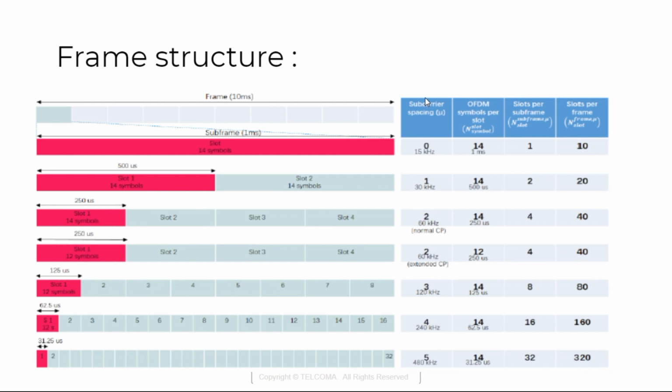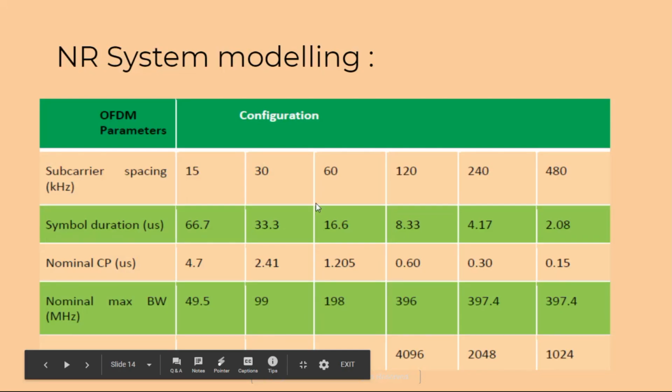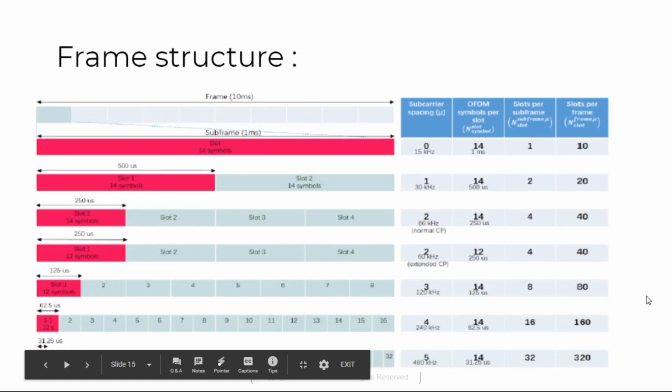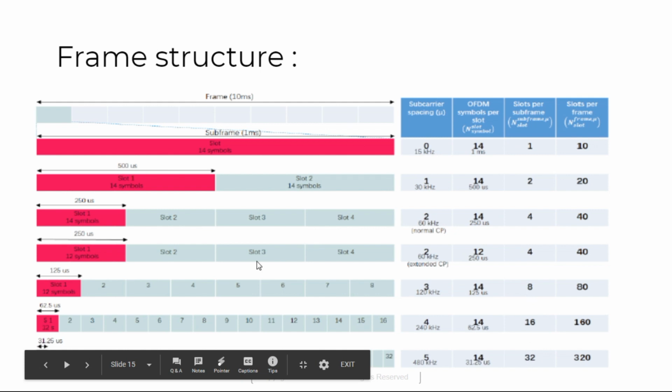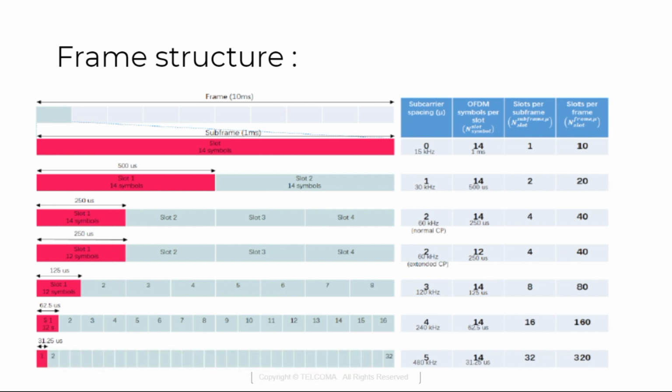We can see here subcarrier spacing, this is 15 kilohertz, this is 30, 60, that we have seen in the last. This is slots per frame, slots per subframe. And we can see here also timing. So 120 kilohertz subcarrier spacing means 8 slots per subframe, 80 slots per frame, 14 OFDM symbols per slot. These are the 14 OFDM symbols.